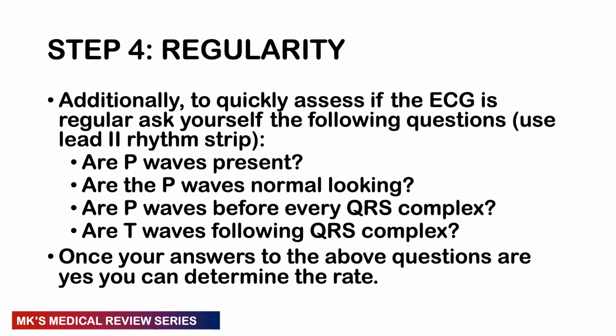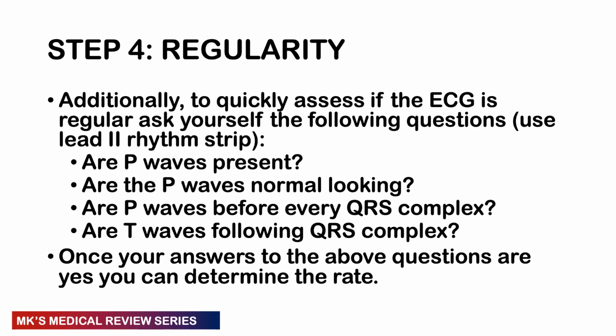So you're going to ask yourself some additional very quick questions, not going into depth. Use lead 2 on the rhythm strip. Are the P waves present? Do the P waves look normal? Are the P waves appearing before every QRS complex, or are they married to every QRS complex and you have a T wave afterwards?